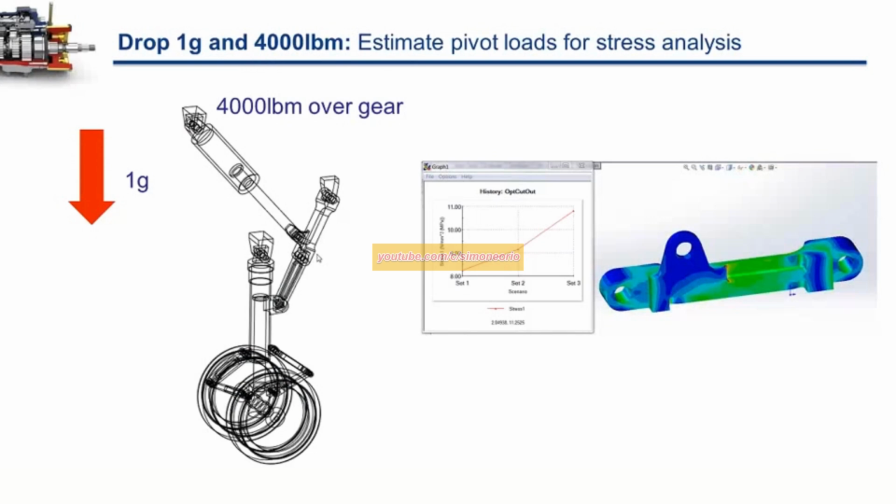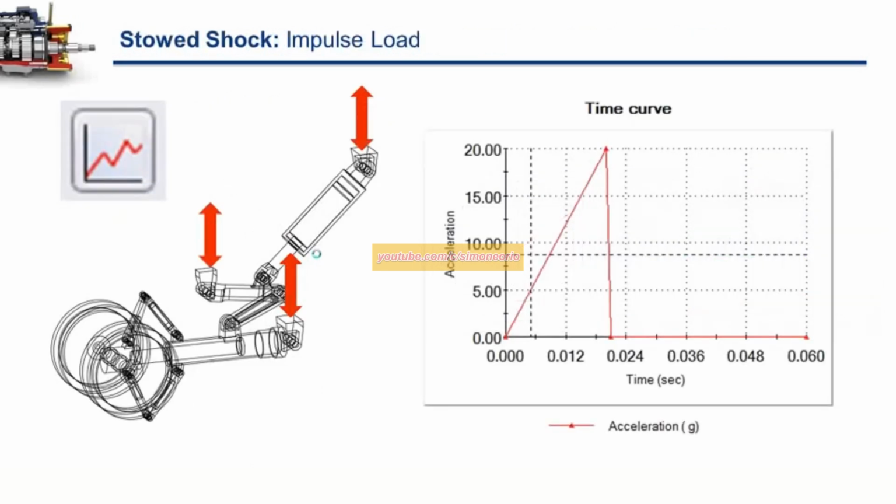So that is scenario one. A 1G, 4,000 pound drop load, used a little bit of optimization, some motion, and we looked at our fatigue studies. Now, the next loading scenario that I would like to investigate is an impulse load.